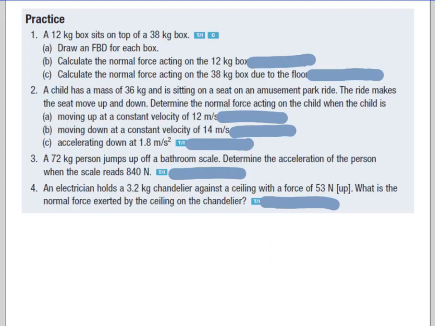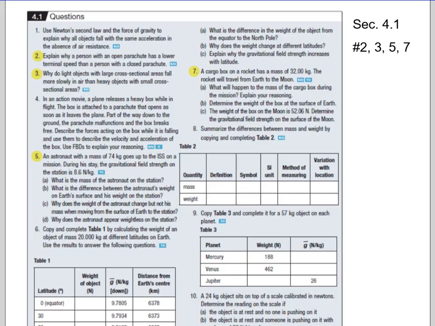Okay, so we have a couple of questions here. These are right out of your textbook. So what I'm going to do in the interest of time is I'm going to make a separate video where I'll answer these 4 questions. And I'll leave you with these, section 4.1, 2, 3, 5, and 7, something to try.